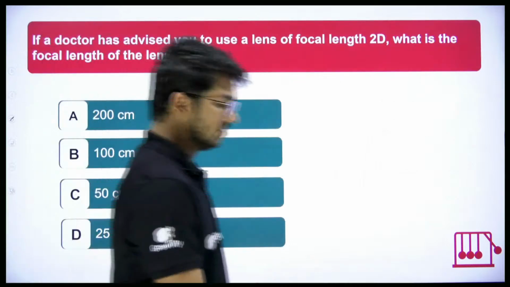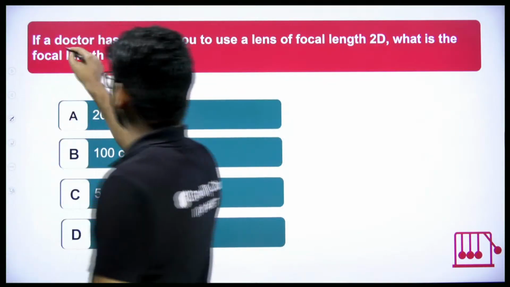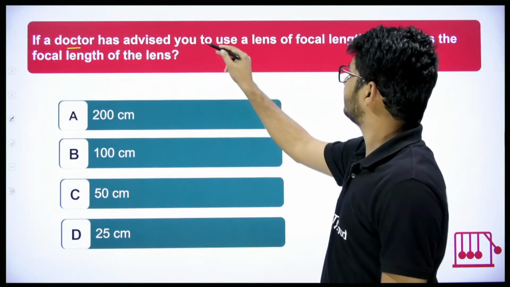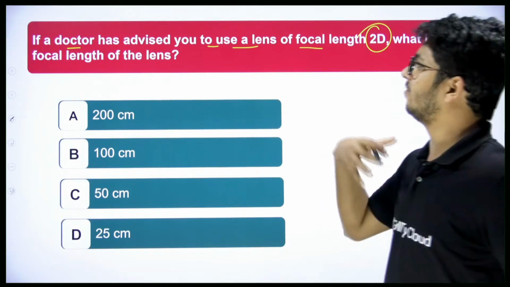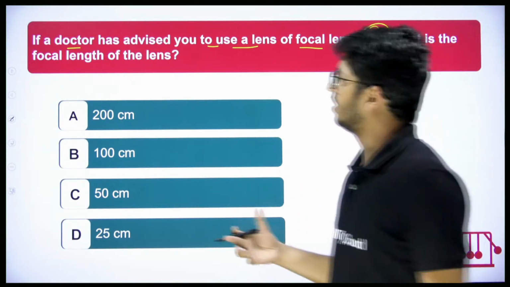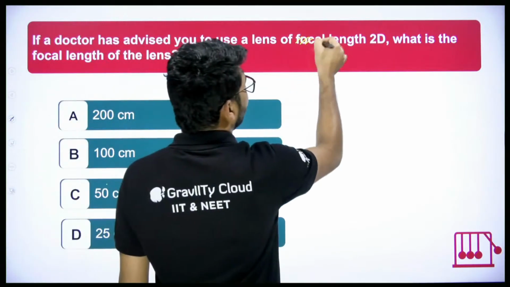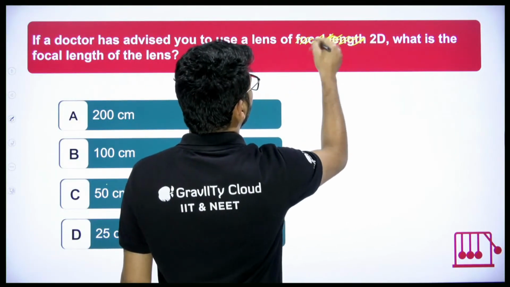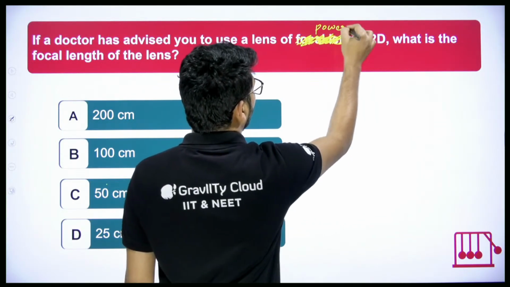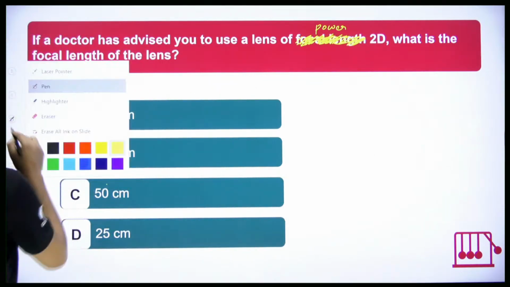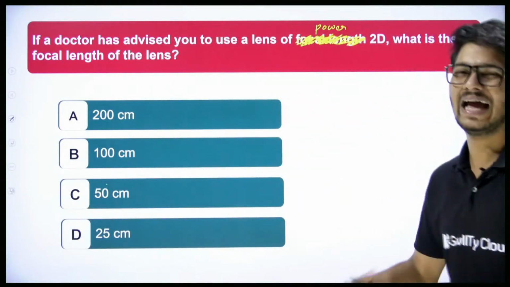Good. So let's go into a few problems to understand things better. Here, if a doctor has advised you to use a lens of focal length 2 diopter, what is the focal length of lens? Sorry, there's a slight mistake in the question. It should have been to use a lens of power 2 diopter. What is the focal length of the lens? Let me solve this from the next question. I'll leave it to you.